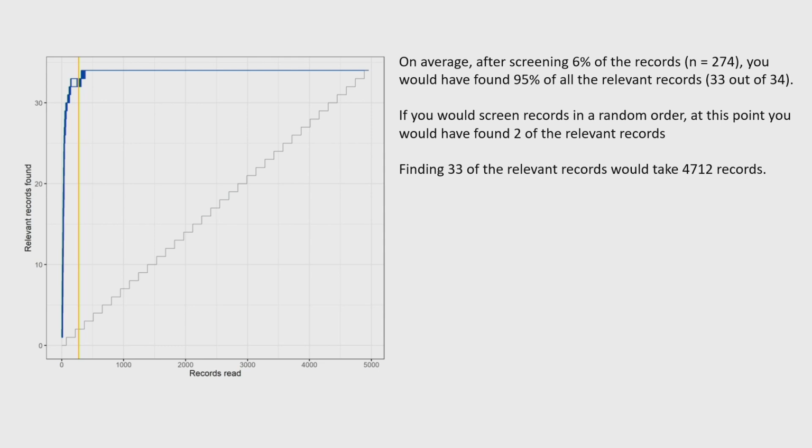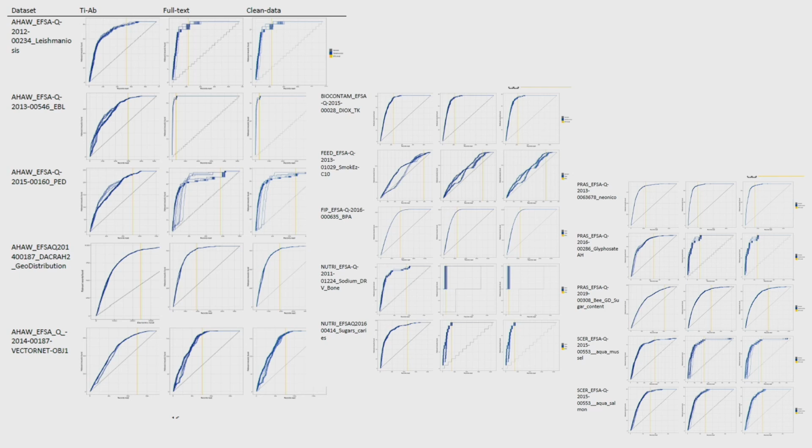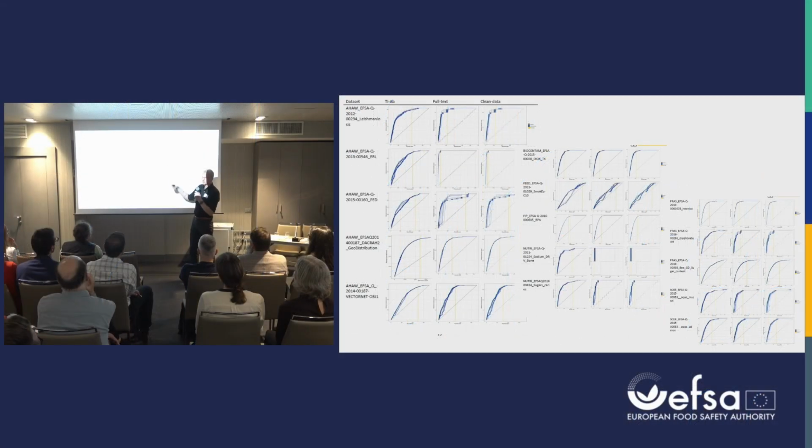But again, I cherry picked because this was the best performing data set. Remember, I had 15 data sets. So we did all of these simulation studies, and as you can see, for some of the data sets, it worked rather well, but for some other data sets, the performance was not so good.